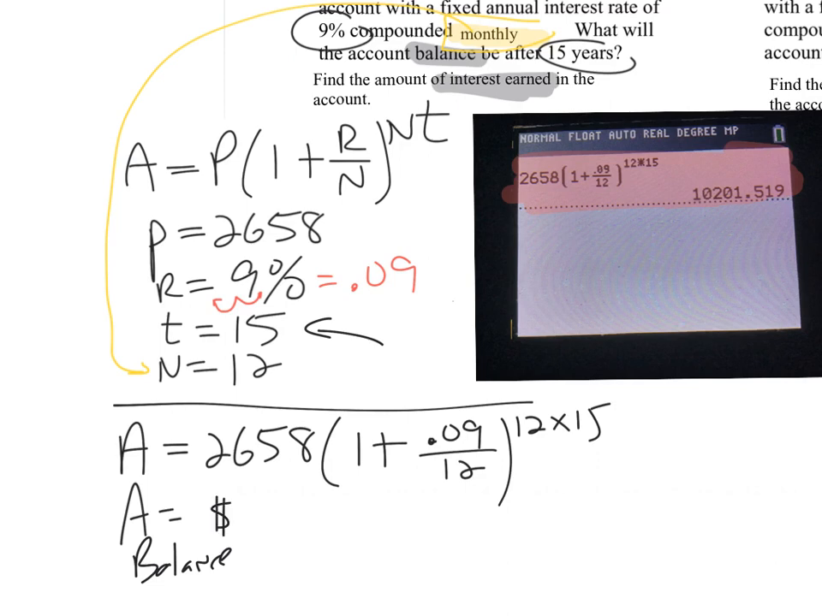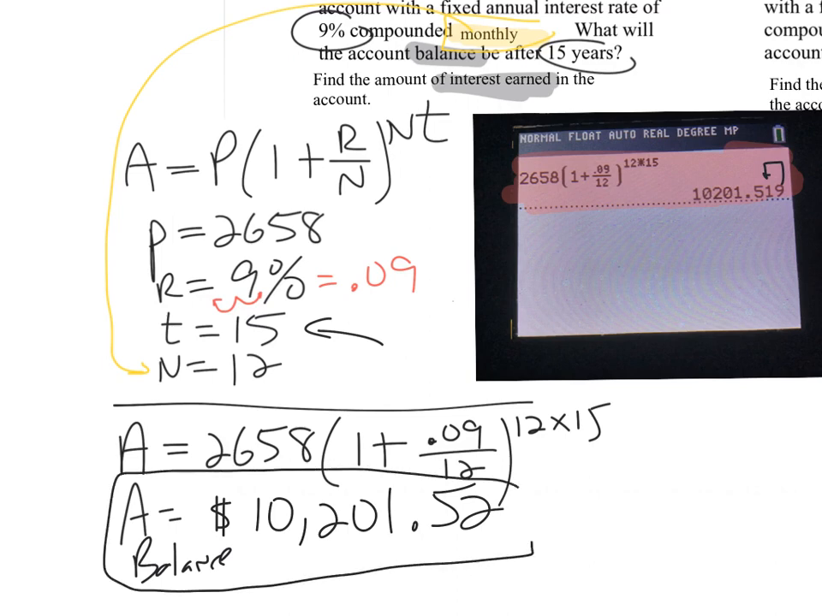So the balance in the account is going to be $10,201.52. So that's the answer to the first part. That's what the balance is going to be. That's how much money you have in the account after the 15 years has gone by.